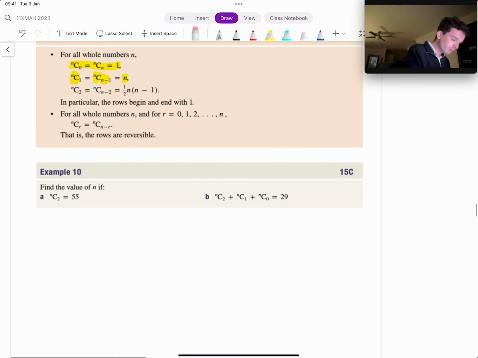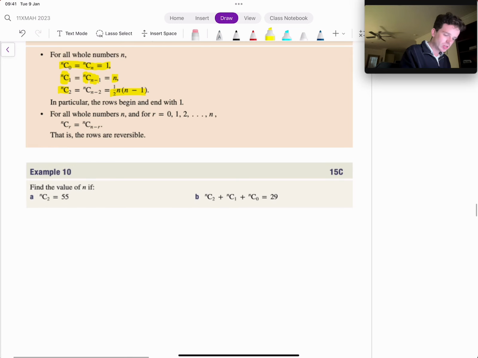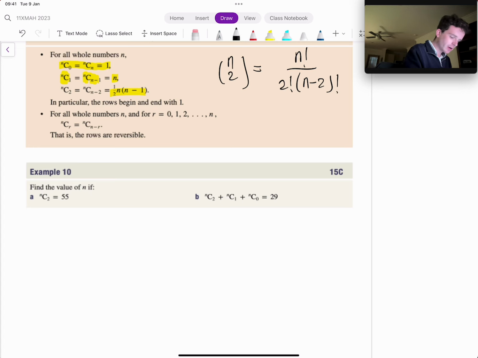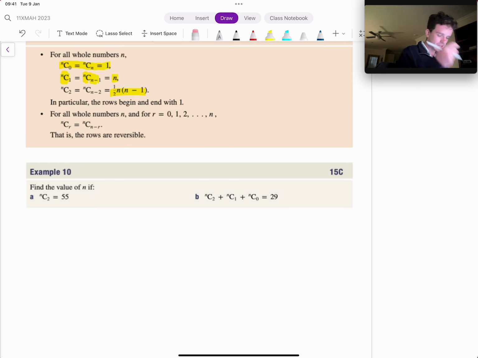Now, these are not on your formula sheet. It's something that you can derive from these expressions: if you have n choose 2, and you simplify n factorial on 2 factorial, n minus 2 factorial, you will get that identity. So it's something that's implied in the syllabus but not explicitly stated.